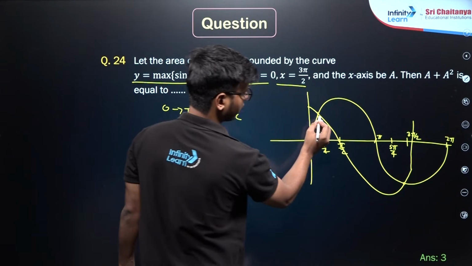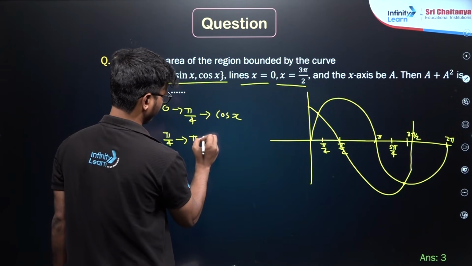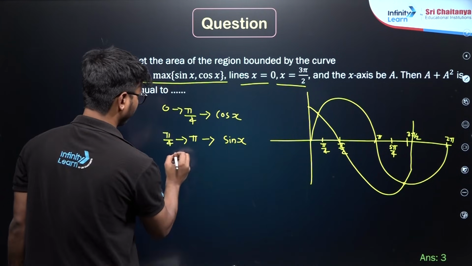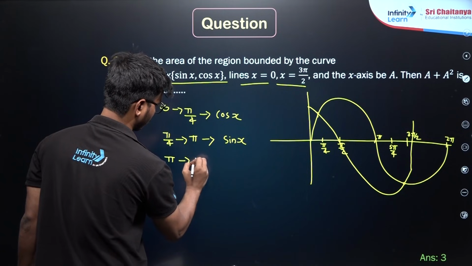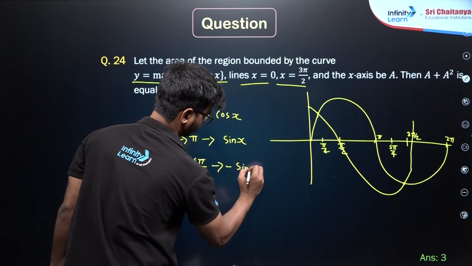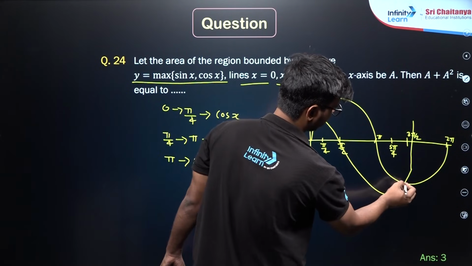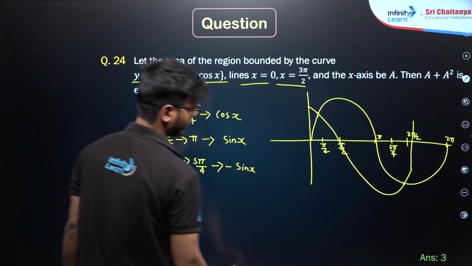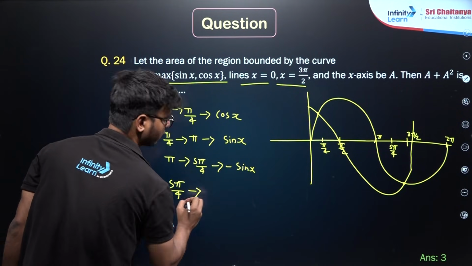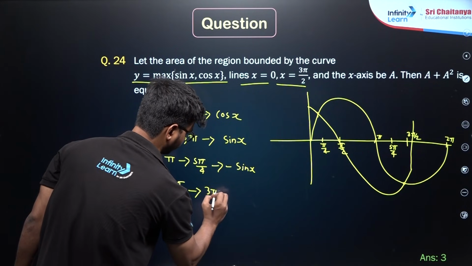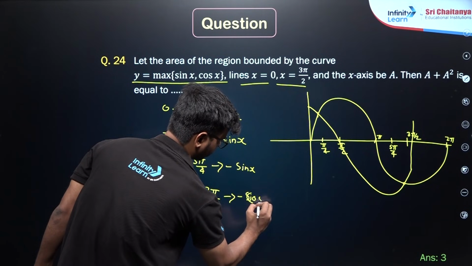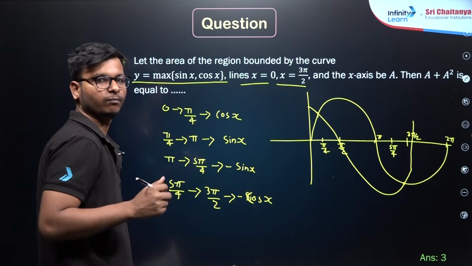So from pi by 4 to pi, we are going to take sin x, and from pi to 5 pi by 4, minus of sin x. And from 5 pi by 4 to 3 pi by 2, you can observe cos x is dominating, so we are going to take minus cos x. Why? Because we know the reason that we have to make it positive.